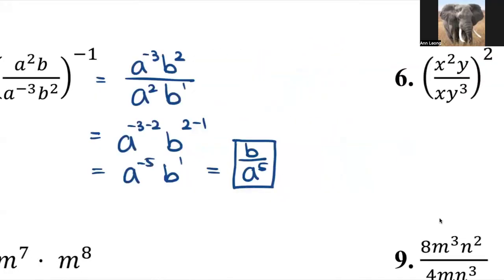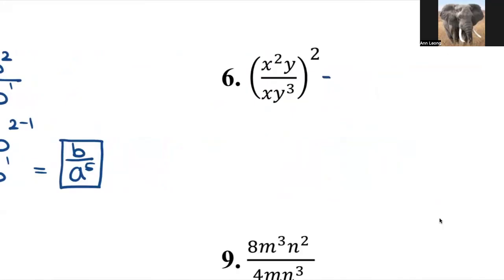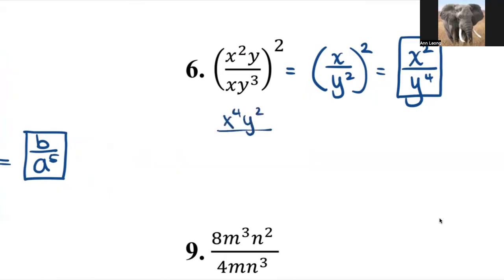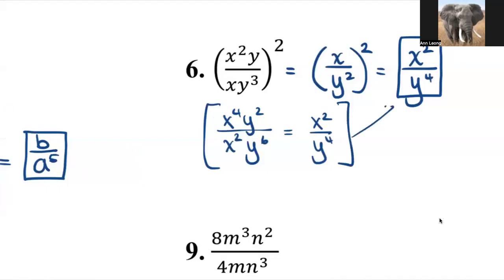Number 6. Different ways you can do this. I would actually reduce the inside first, since I can get that to be x over y squared. And then go ahead and give the numerator an exponent and the denominator the exponent, multiplying that 2 and 2. And there you go. If you did it the other way, where you actually gave each factor the exponent first and then subtracted, you would end up with the same answer anyway. So either way.